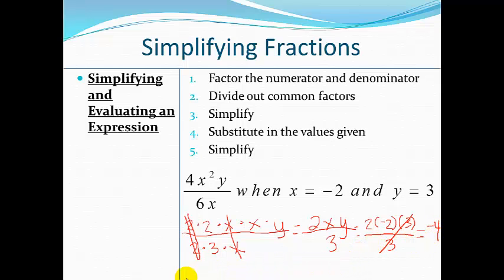Notice I also could have done 2 times -2 is -4 times 3 is -12, and then divided by 3. I could have done the multiplication and the division and still gone to the same place as -4. And that's it. We will see you in class.